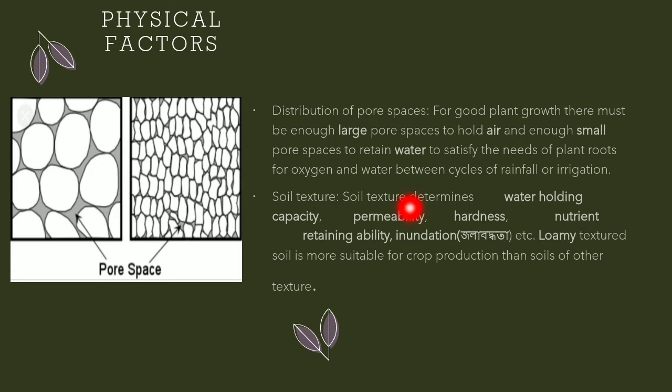Soil texture. What is soil texture? Soil texture determines water holding capacity, permeability, hardness, nutrient retainability, inundation, etc. Loamy or dash texture soil is most suitable for crop production than soil of other texture. Loamy is a good texture. Sandy texture is not a good texture. So soil texture determines water holding capacity, permeability, hardness, nutrient retainability, inundation.